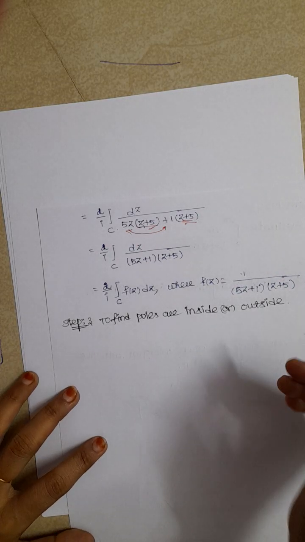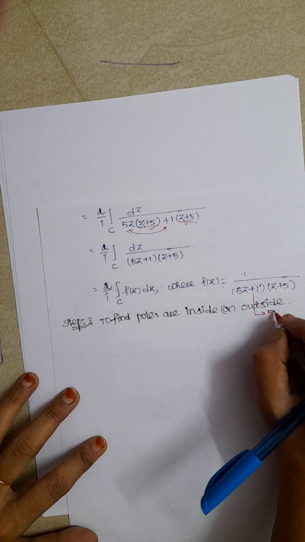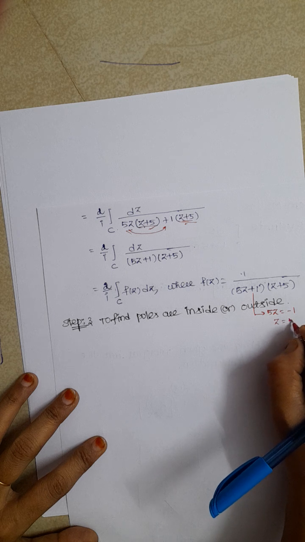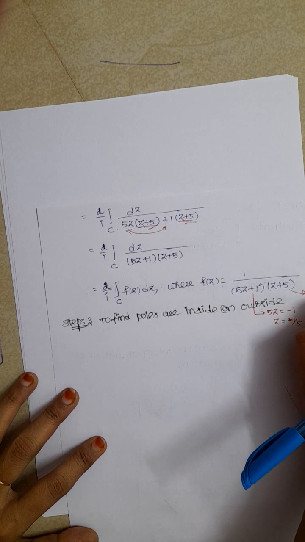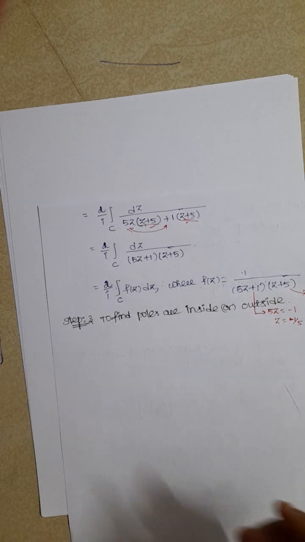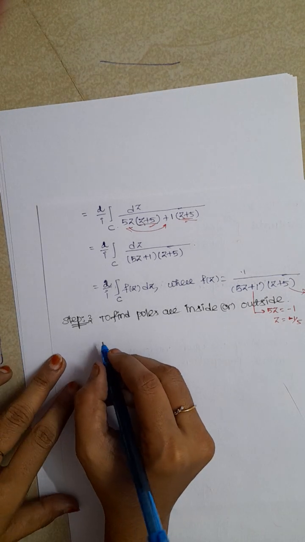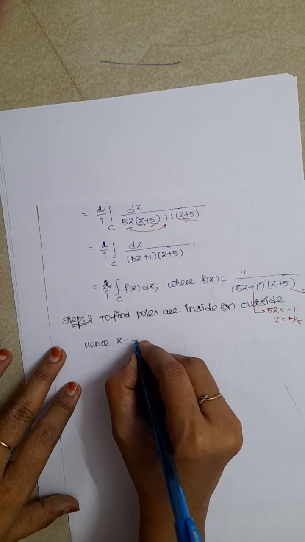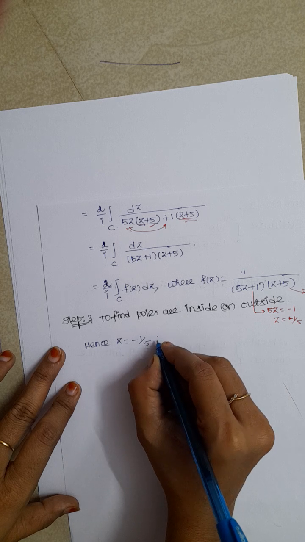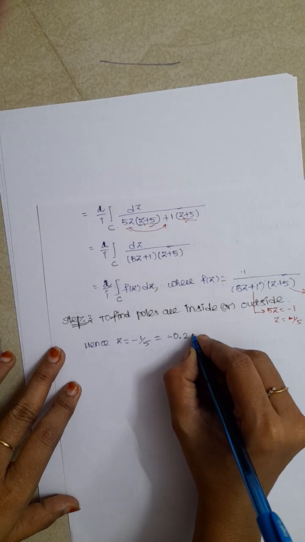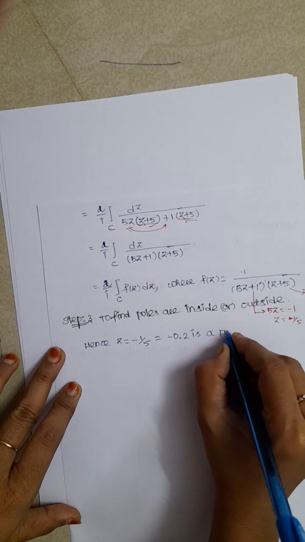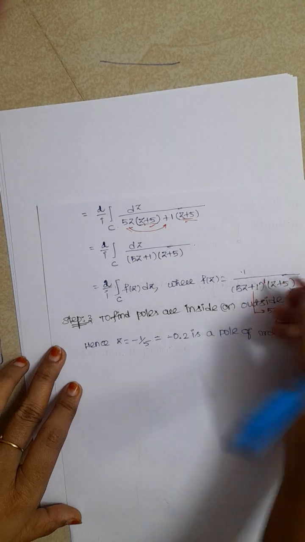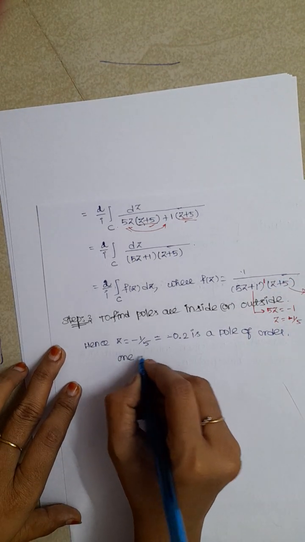So here, the pole: 5z equal to minus 1, then z equal to minus 1 by 5. Hence z equal to minus 1 by 5, equal to minus 0.2, is a pole of order 1.